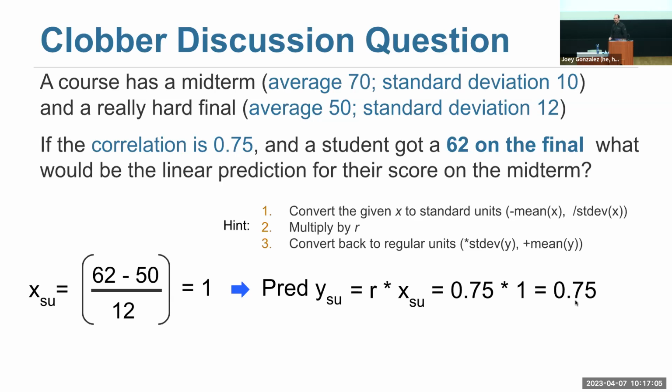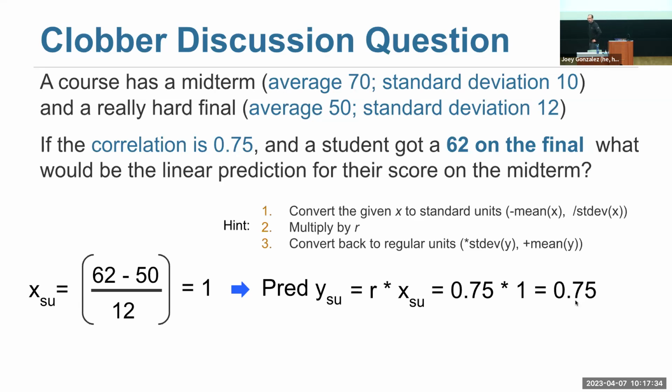What does that mean? How does this student do on the midterm that they didn't take? Above average? Yeah. How much above average? 0.75 standard deviations above average. So I just told you that. You should be like, okay, the student got 0.75 above average. I know average was 70. And then 0.75 of 10, since 1 standard deviation is 10.